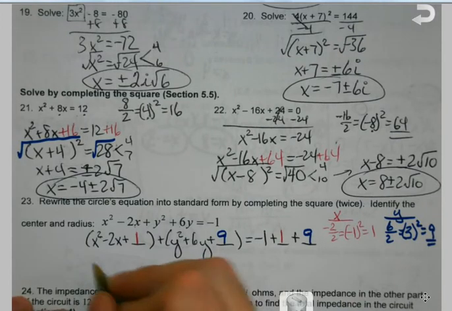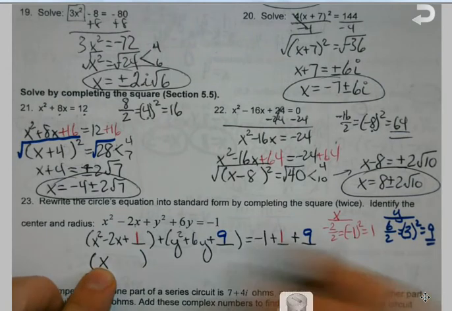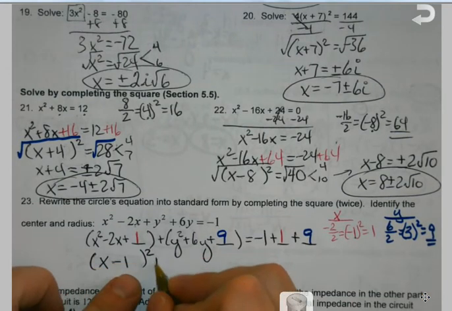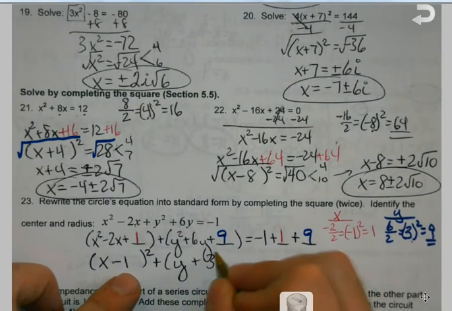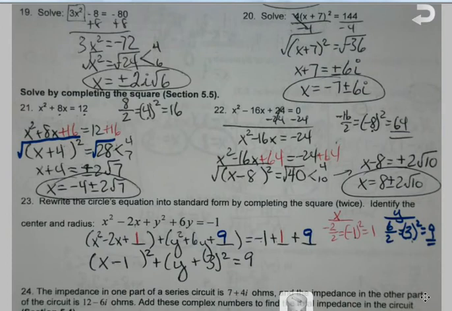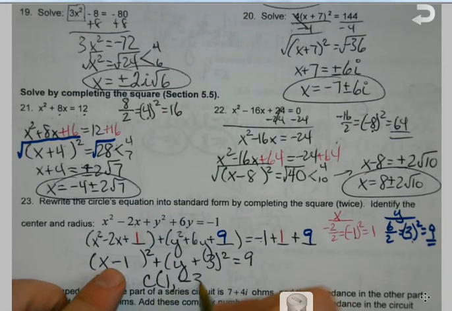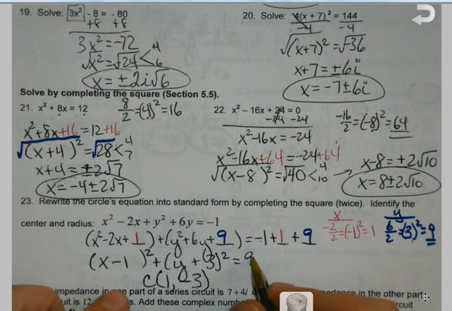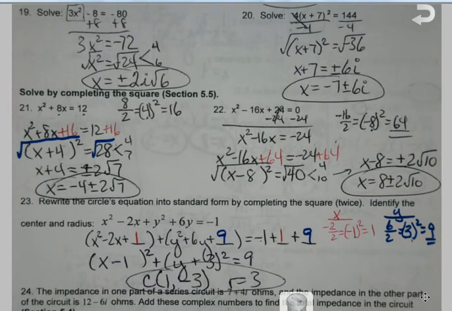And finally, I go back to my binomial form. Still working the same way. Steal it from my b, and steal it from my b divided by 2. So now we've got it back into a form that we like. Identify the center. Opposite, opposite when we're dealing with circles. And this is r squared, so the square root of 9 is 3. And I'm good.